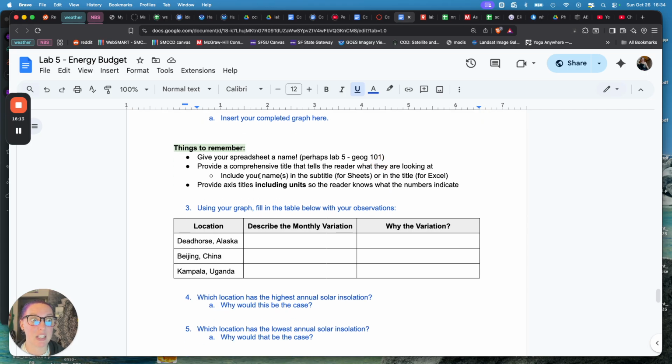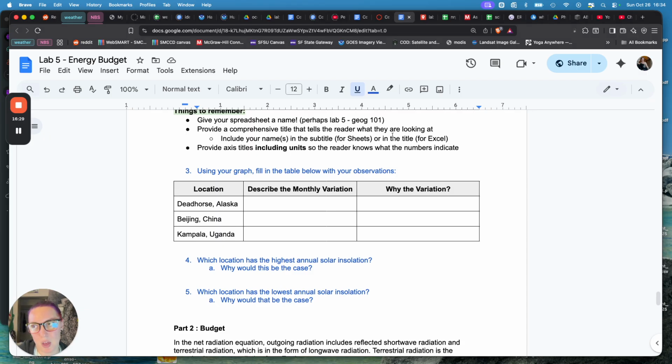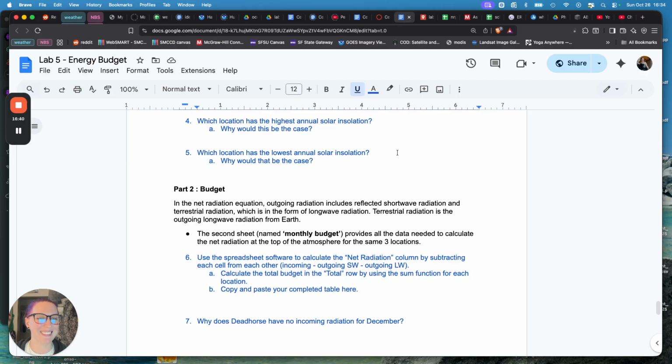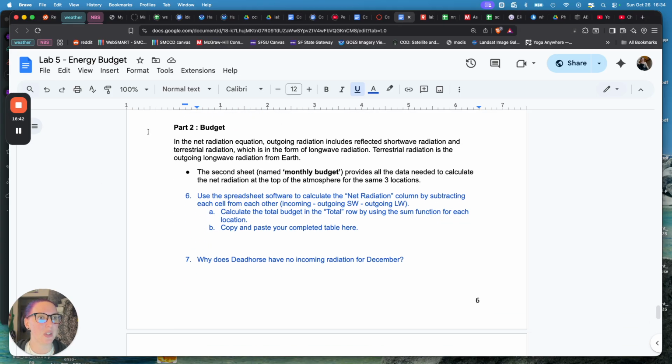And I have our things to remember here. So first of all, give your spreadsheet a name, provide comprehensive titles, put your name in the subtitle, and axis titles, including units when applicable, so that I know what everything means. If you want full credit for that graph, this is now our third or fourth graph actually. If you're missing any of these components, then you won't get credit for that graph. So if you want full credit, I would suggest you do that.